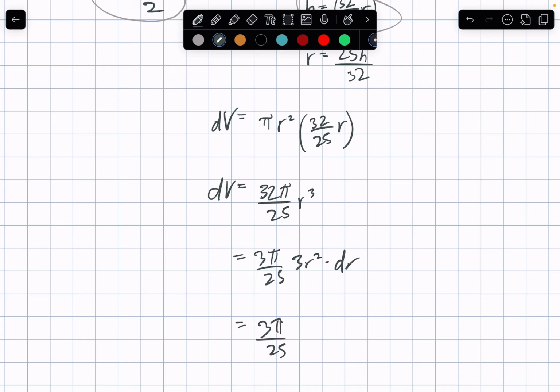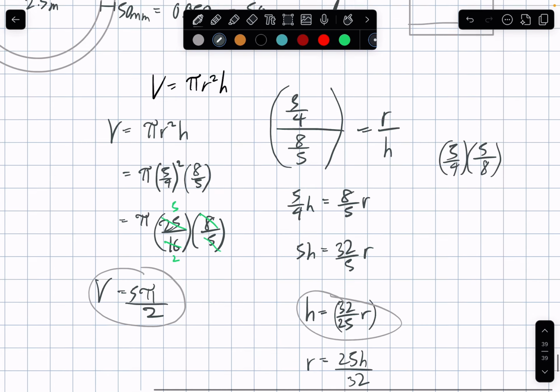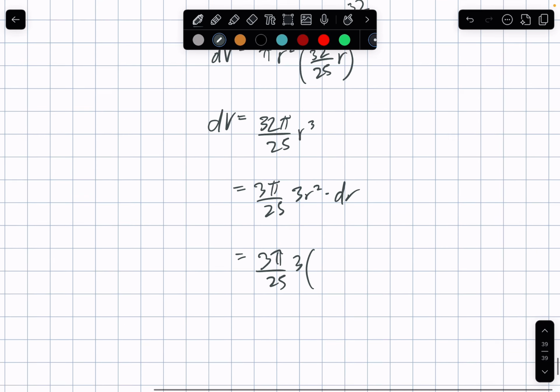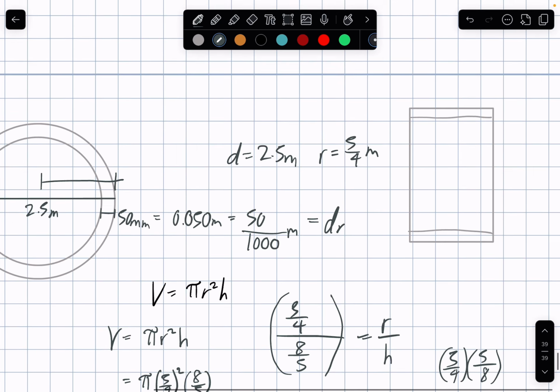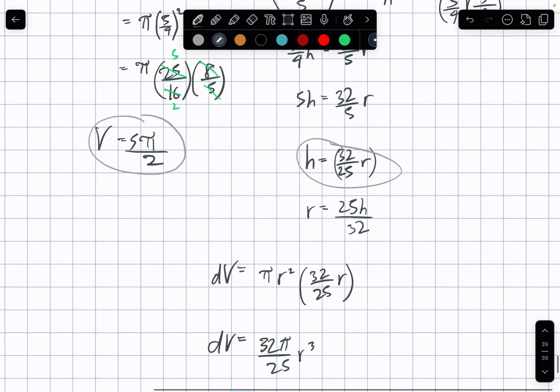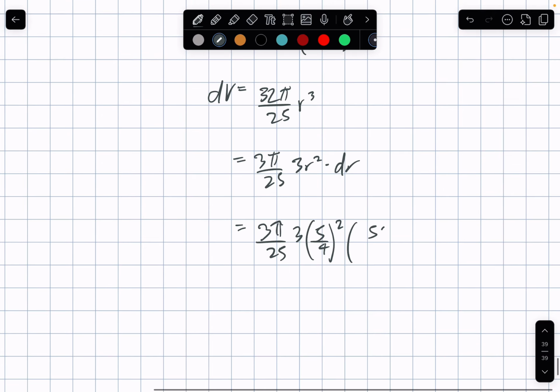3 pi over 25. 3 times, what's our r? 5 over 4. 5 over 4 squared times dr. dr is what? 50 over 1000. Notice all of the values we inputted are in terms of meters. It has to be as 1 unit, otherwise your solution is going to be wrong.